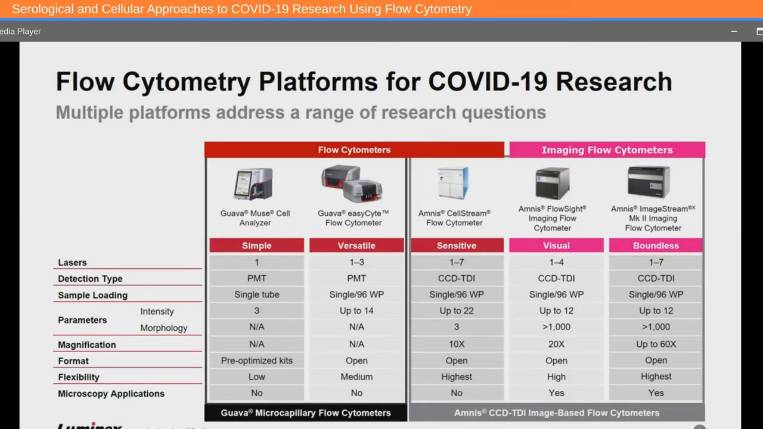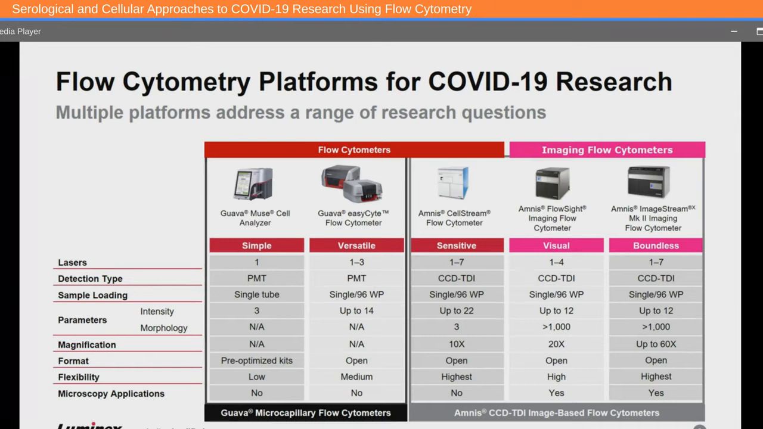Flow cytometry is a technology that can allow one to perform multiparametric cellular assays as well as bead-based immunoassays using characteristics of scatter and fluorescence. Luminex provides a range of flow cytometry platforms that can fit different needs. These include smaller, compact platforms with customized assays, such as the Guava Muse cell analyzer shown in the first column. We also provide multiparametric platforms such as the Guava EasySight flow cytometer and the Amnis CellStream flow cytometer, which are equipped with multiple lasers and many detection channels.